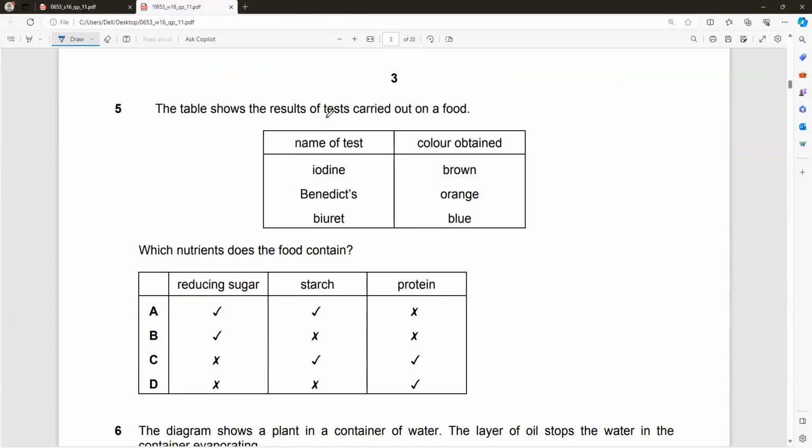Now the table shows the result of a test carried out on a food. Name of the test, we all know this test. Iodine, brown; Benedict, orange; burette, blue. Which nutrient does the food contain? Reducing sugar, starch, and proteins. This test you do not have, only the iodine test you have.